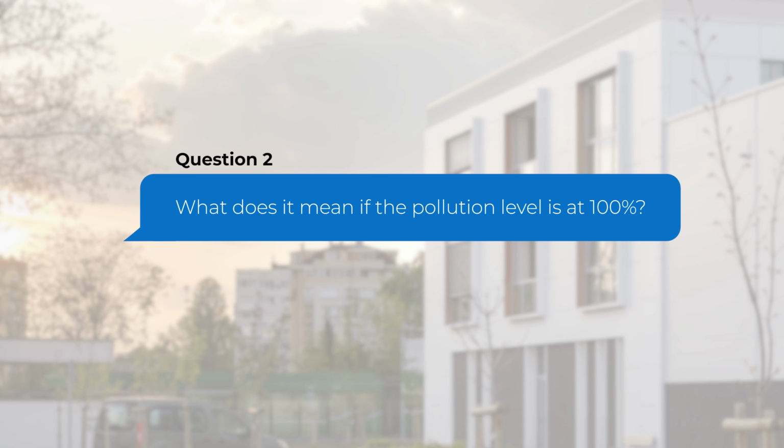What does it mean to have 100% pollution level? It's important to understand that this doesn't mean the detector is not working normally. It will still be able to detect a fire condition. However, it will be vulnerable to false alarms in the future.